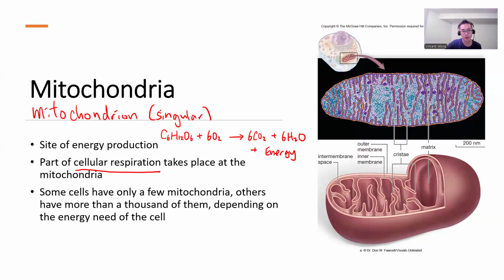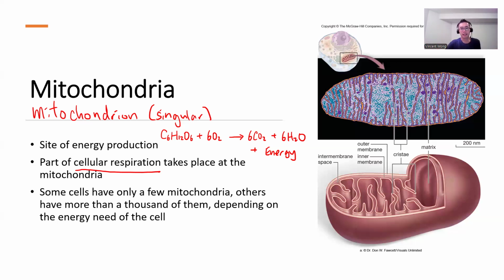Some cells will have only a few mitochondria, others will have more than 1,000 of them, depending on the energy requirement of the cell. Can you think of an example of a cell in the body that requires a lot of energy? Muscle. Yeah, exactly, right? You move your arms and you move your body a lot. So it's not surprising that muscle cells will have a lot of mitochondria. Okay, brain cells as well. Things like fat cells, their function is primarily to store fat. They don't need a lot of energy to create movement, for example.